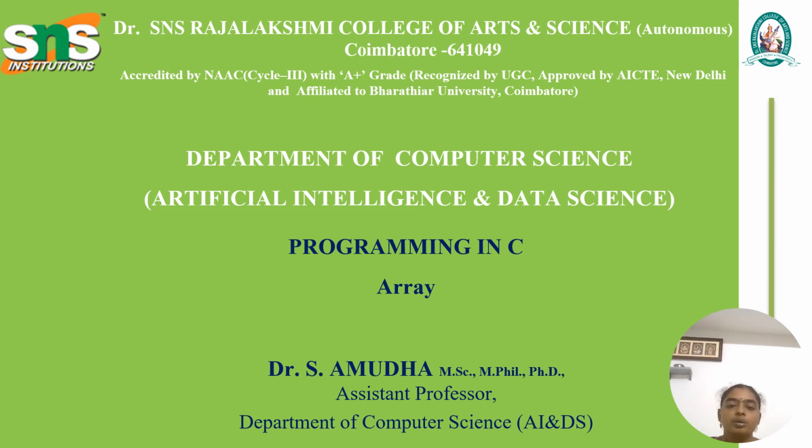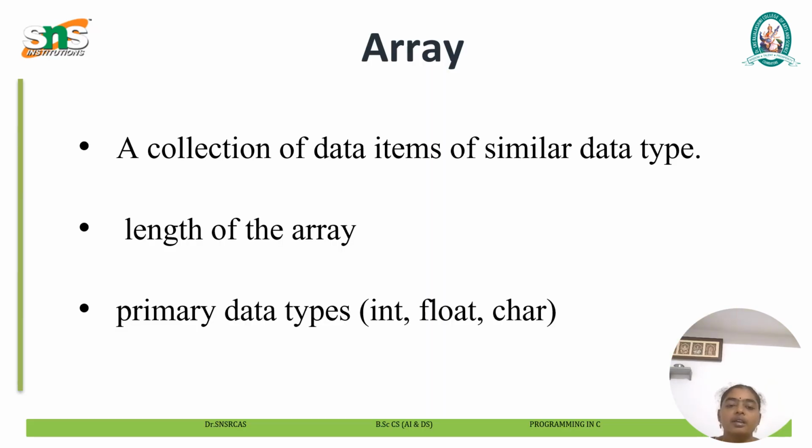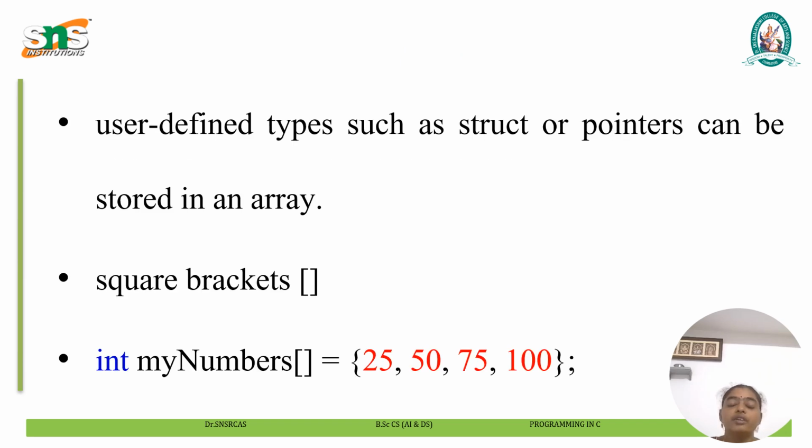Today we will talk about the topic Programming in C: Arrays. An array is a collection of data items with similar data types. The size of the array is represented by the length of the array. The data type is represented by primary data types like integer, float, character. User-defined data types, such as structures and pointers, can also be stored in an array.